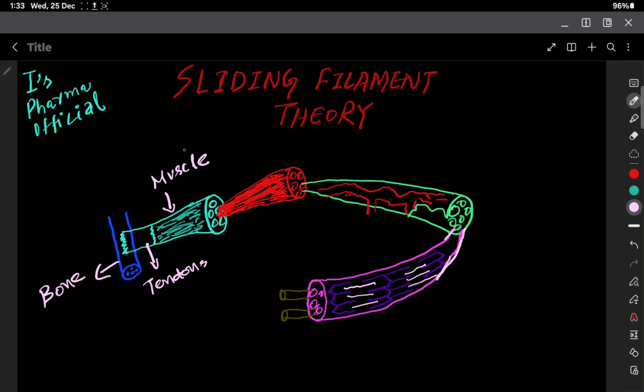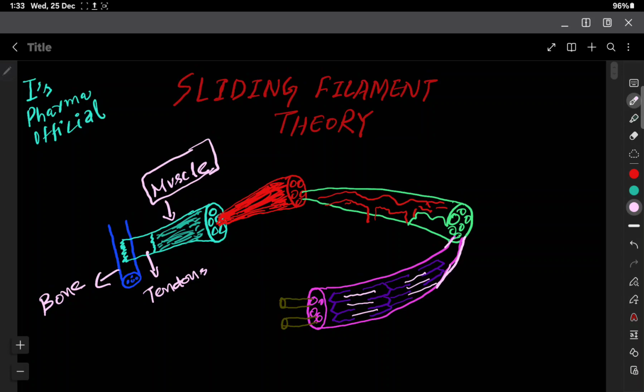Okay, so I will number it here. So this is the muscle. The membrane which is present outside the muscle, this outside membrane of the muscle, is called the epimysium.